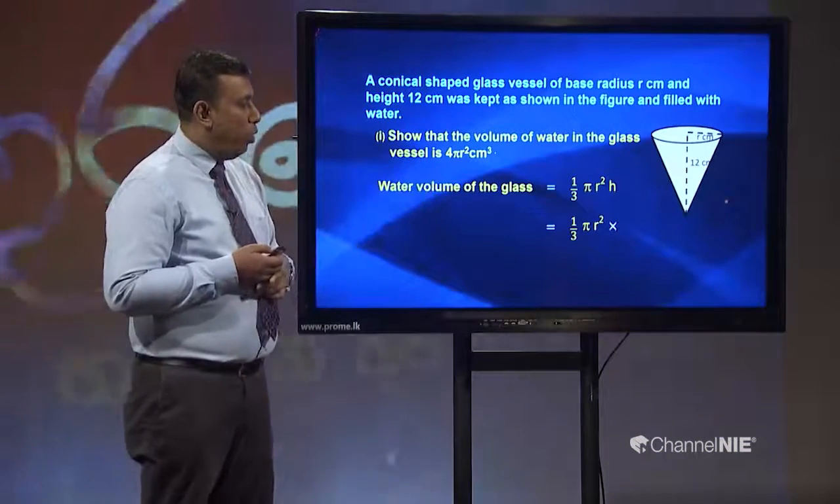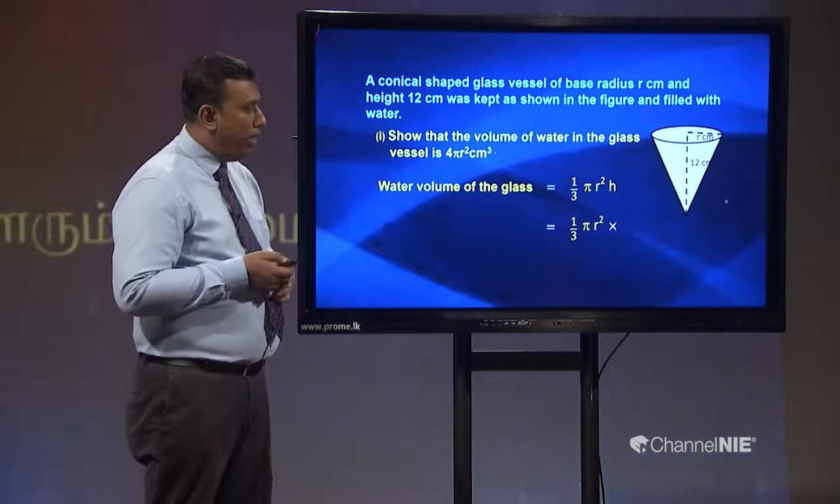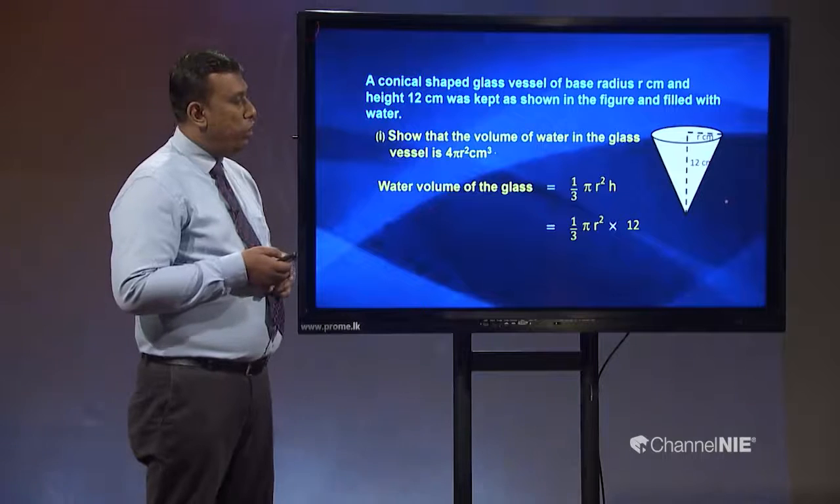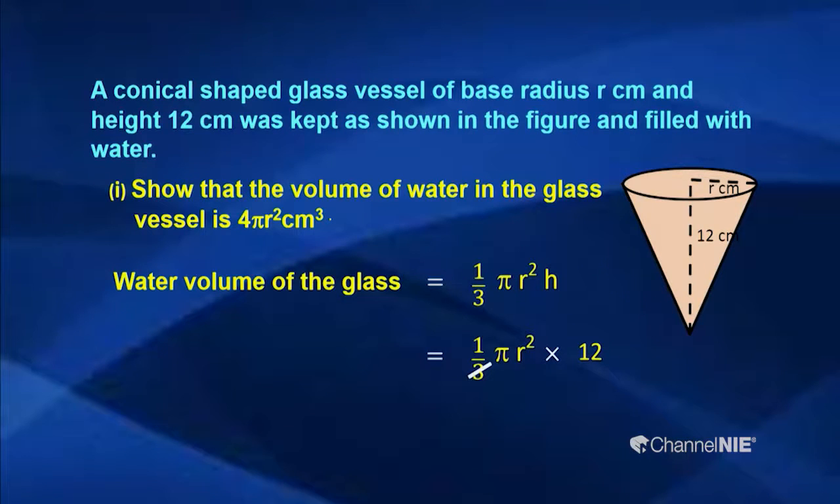So we do not need to write any value instead of pi. Then 1 over 3 pi r squared, then you can take 12, and 3 and 12 you can cancel by 3. Then what is the answer? 3 times 1, 3 times 4, it is 12. So the answer is 4 pi r squared cubic centimeter, right. Okay, that is the way of finding the volume of this cone. That is a very simple part.